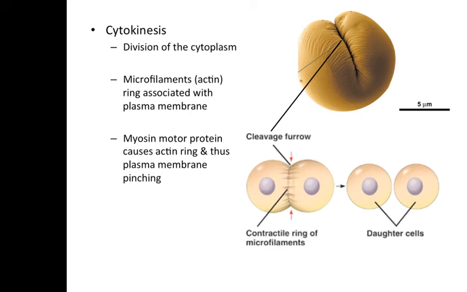The motor protein myosin that associates with actin filaments then uses ATP to contract in a way that causes the actin filaments to slide. Continual myosin movement causes the actin ring to shrink and tighten. Because the actin ring is associated with the plasma membrane, this causes the plasma membrane to pinch inward until it ultimately pinches in two.